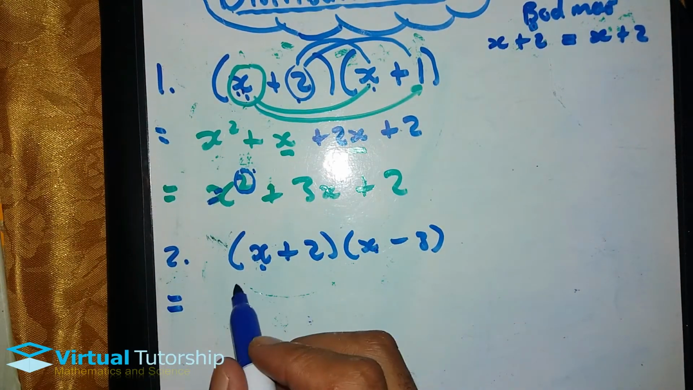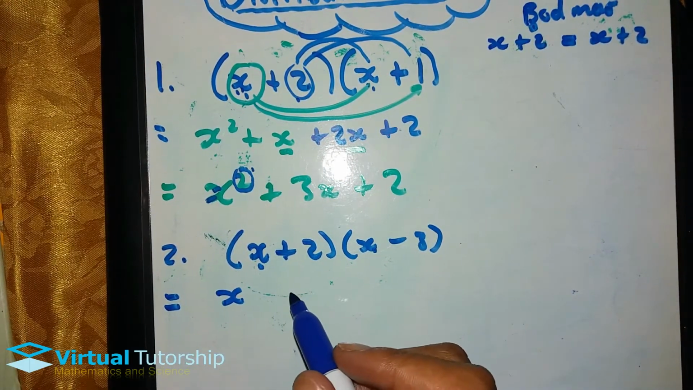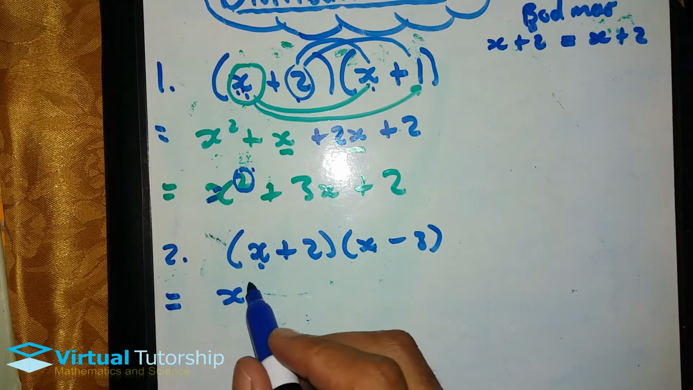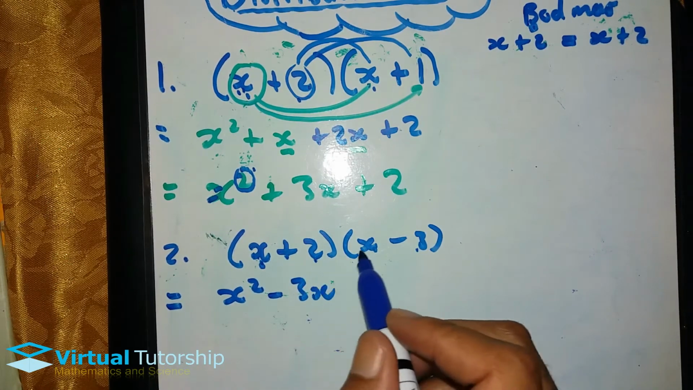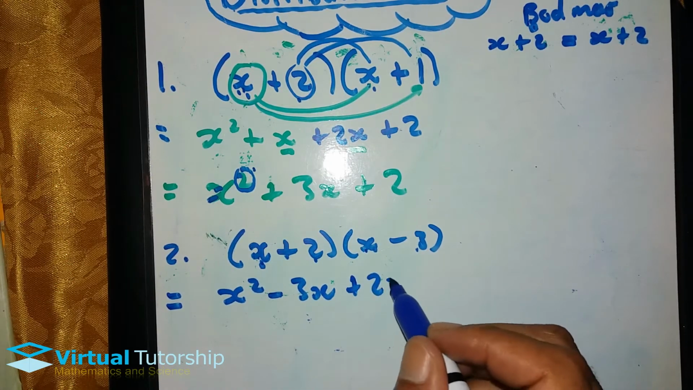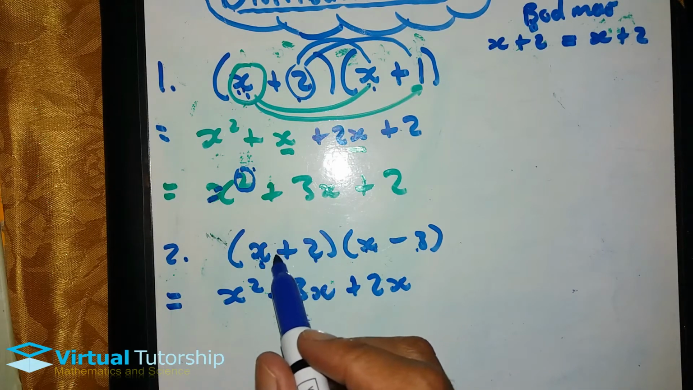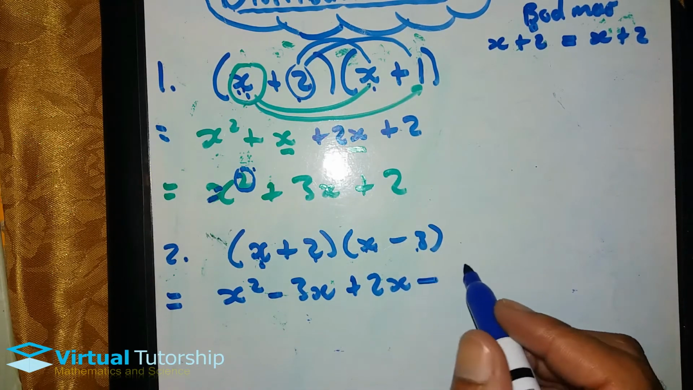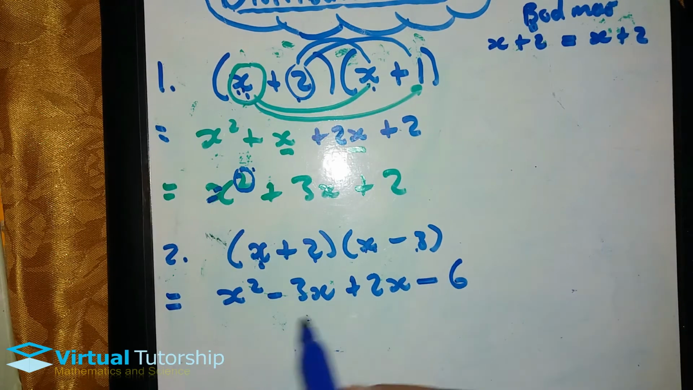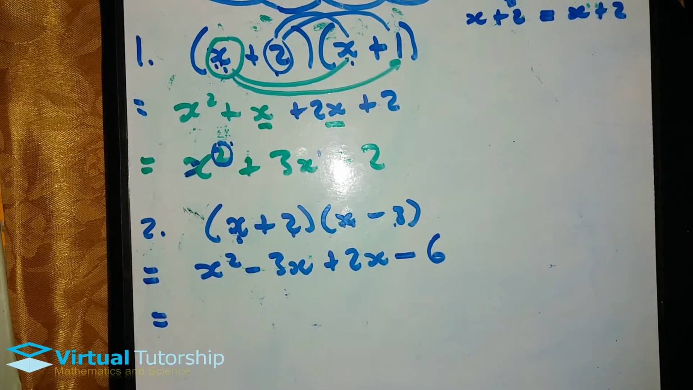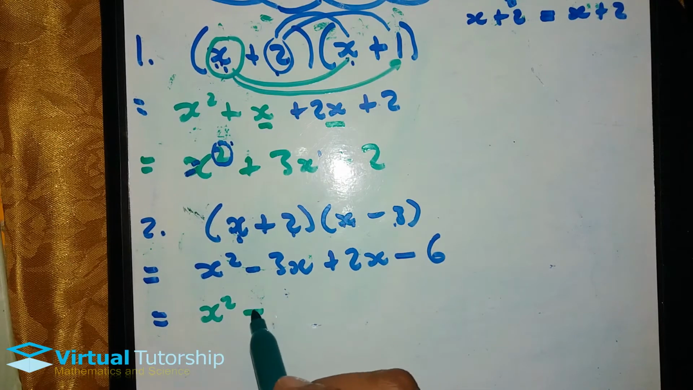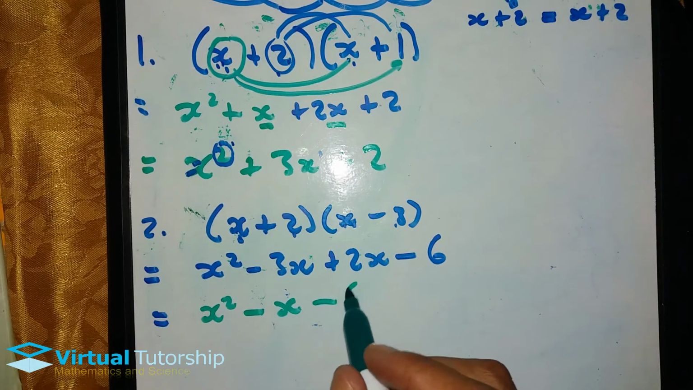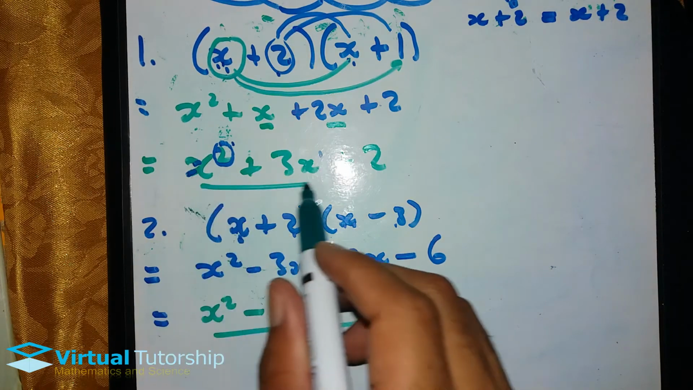So this x multiplied by that x, I get x squared, and then this x multiplied by that minus 3, I get a negative 3x, and x times positive 2 gives a positive 2x, and then this positive 2 times this negative 3 gives me a negative 6, right? A negative 6. So the like terms, we combine them, so my answer is x squared, because there's no like term for that, negative x minus 6. Voila.